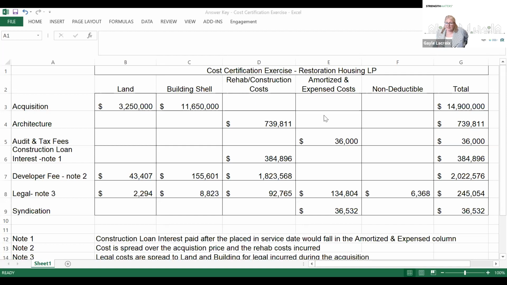Development fee, so that's really interesting. I don't know how many of you have seen this. You can see that it's spread over both acquisition and rehab. And that was our state agency saying that we should attribute some portion of the fee based upon the value of the cost in each category.